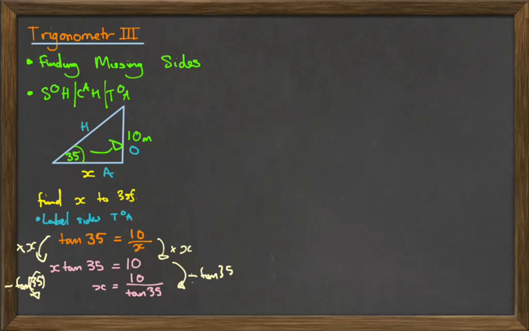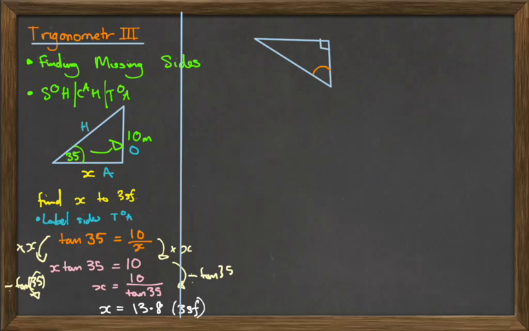Now all that's left to do is to put this in your calculator, 10 divided by tan 35. Make sure your calculator is set to degrees, and you'll get 13.8 to three significant figures. So that's 13.8 meters. That means that x in that question is 13.8 meters. Cool. So we're going to do one more question. Hopefully I'll get under the 5-minute mark.